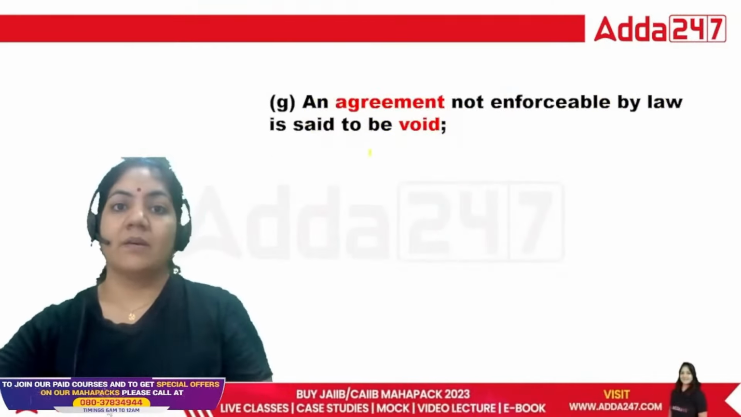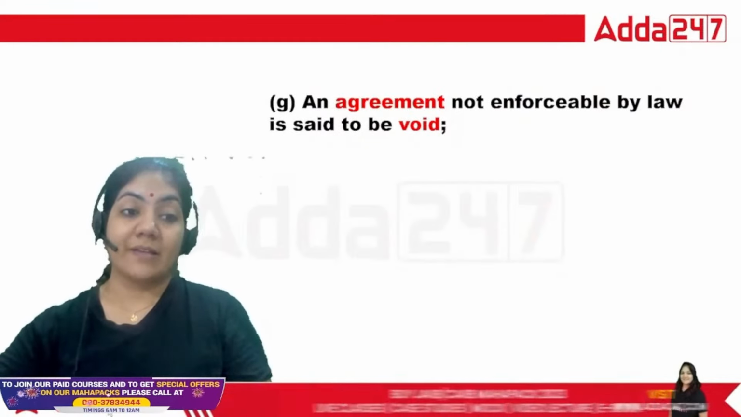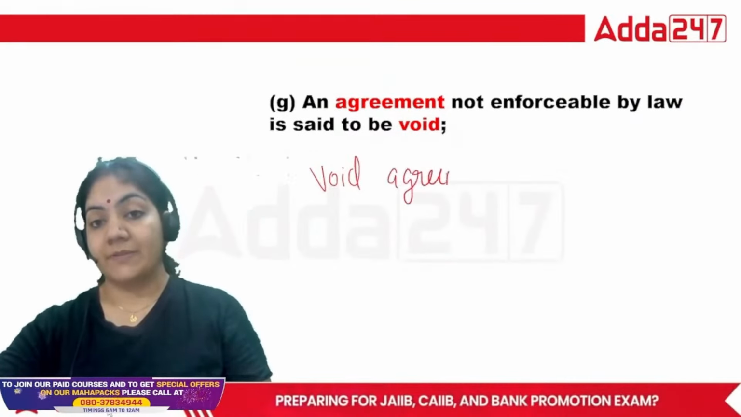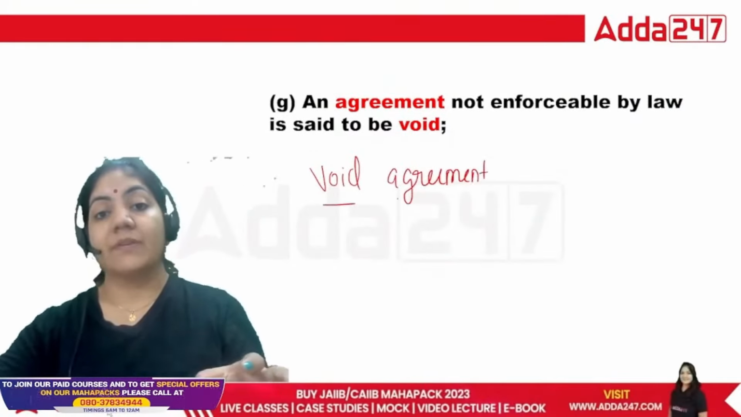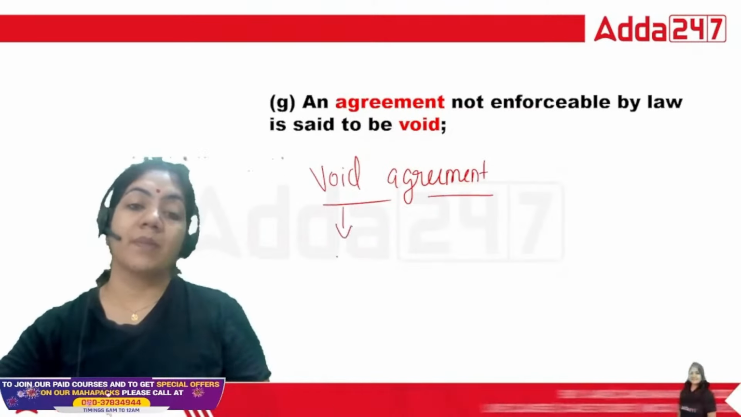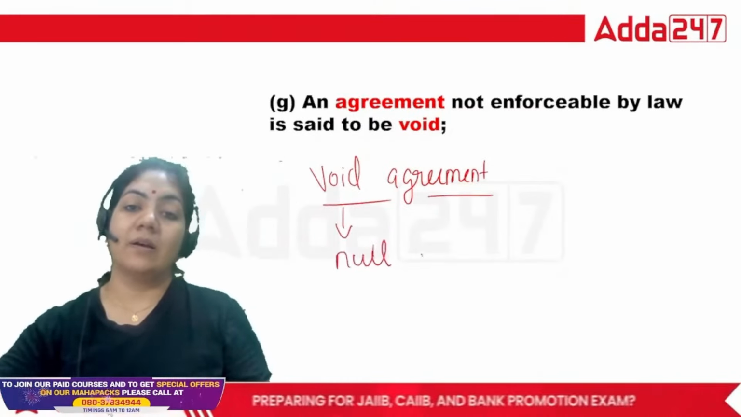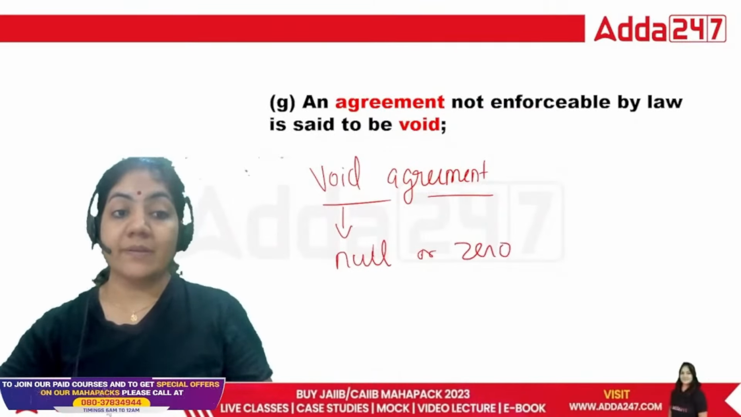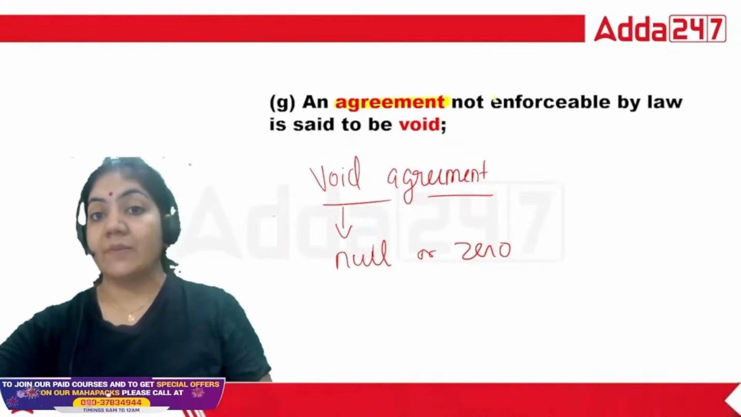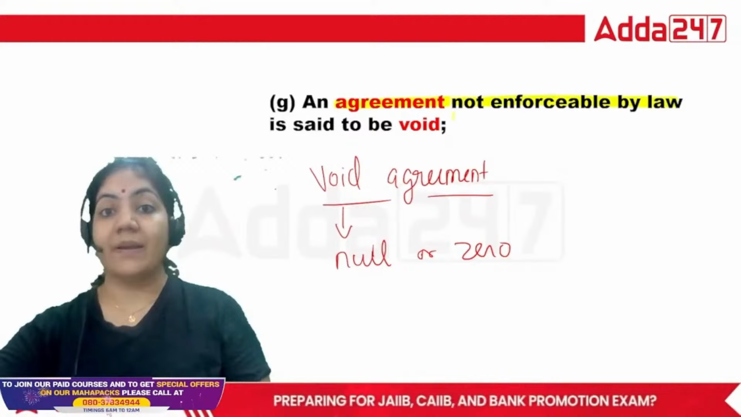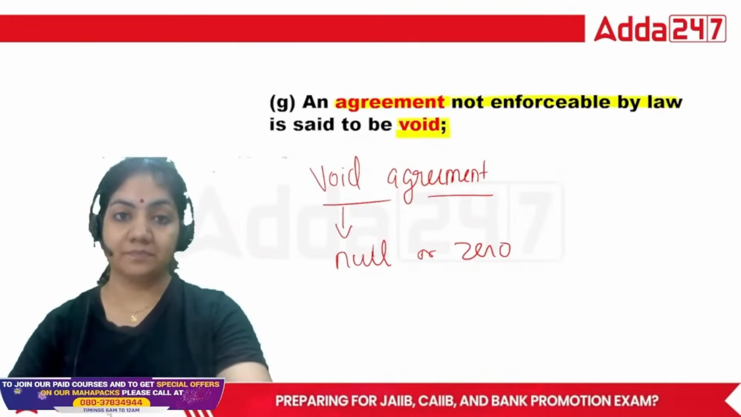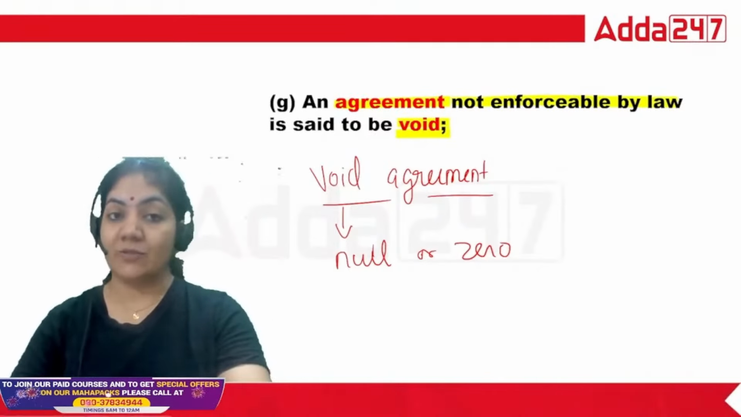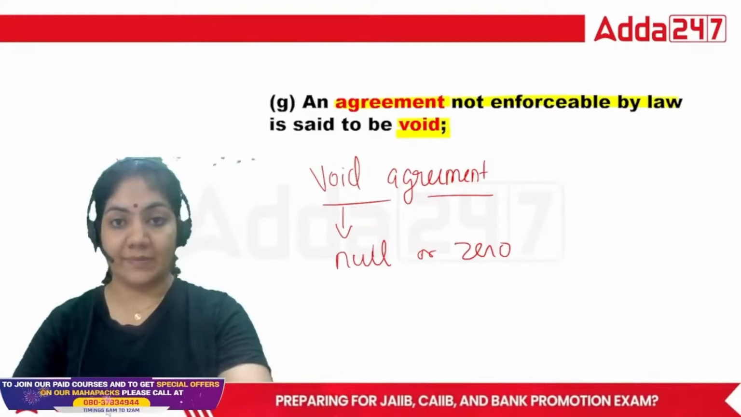Next, what is this? This is void agreement. As you know, there are types of agreement. Void means what? That is null or zero. This is called void. So what is written? An agreement not enforceable by law is said to be void. This is called void agreement.